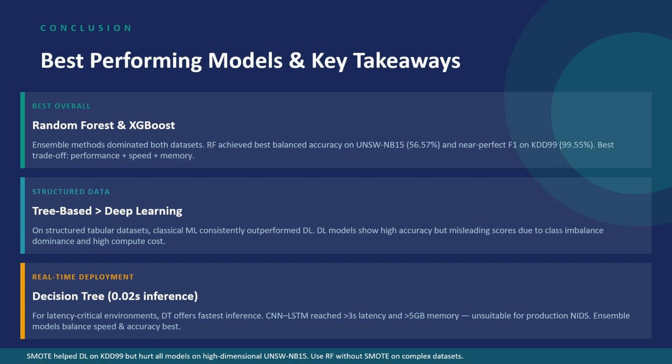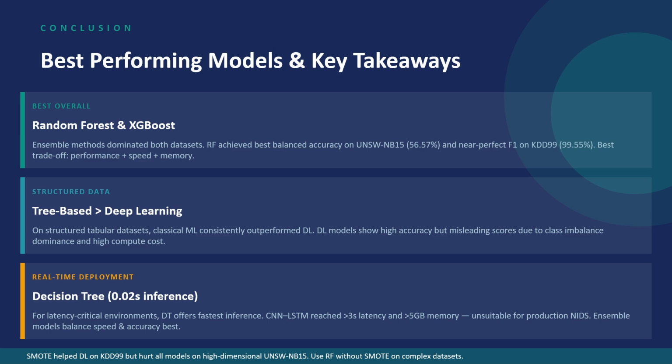So what do we conclude? Random Forest and XGBoost emerged as the best overall performers, with strong balanced accuracy, near perfect F1 score on the KDD, and the best trade-off between performance, speed, and memory. In short, simple methods clearly dominate the study. More broadly, on structured tabular data, classical machine learning consistently outperformed deep learning.